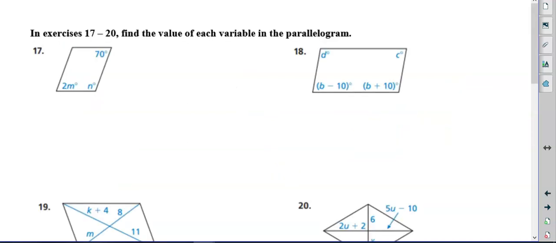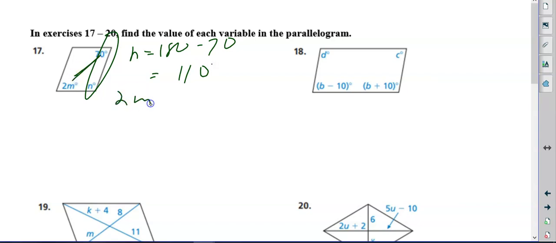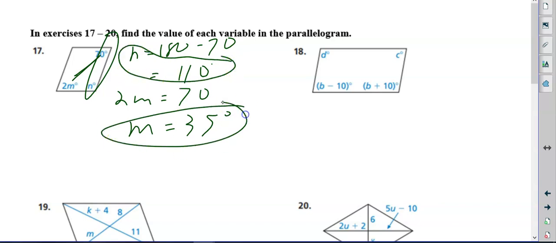Okay, find the value of each variable. Well, first off, again, these are going to be supplementary. So n is going to be 180 minus 70, which is equal to 110 degrees. And then these two are equal to each other, so 2m equals 70, so m is half of that, 35 degrees. There's n and there's m.